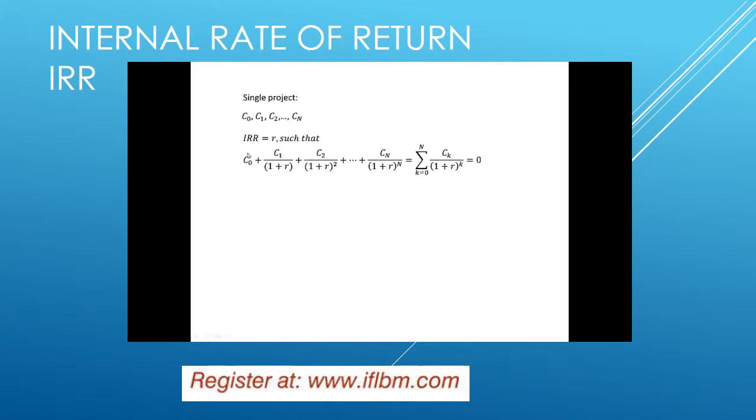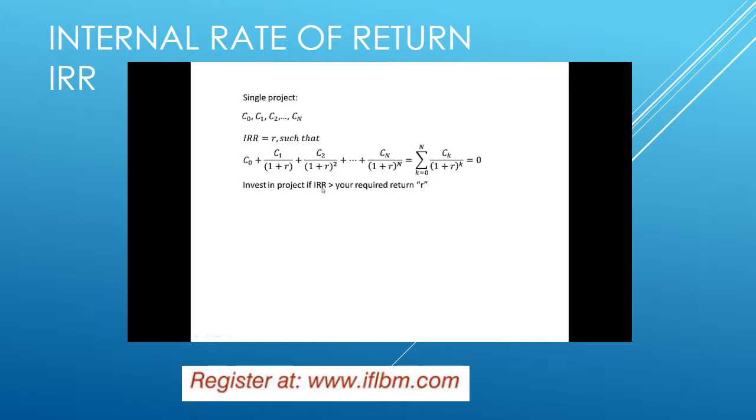Now please notice that the initial cash flow of C0 is usually negative, which represents an outflow of cash, and the subsequent cash flows C1 through Cn are usually positive, which represent an inflow of cash for your project. Now if you were to discount all these future cash flows by the interest rate adjusted for the number of periods, you will get the net present value, and that value of R for which this net present value becomes 0 is your internal rate of return, or IRR.